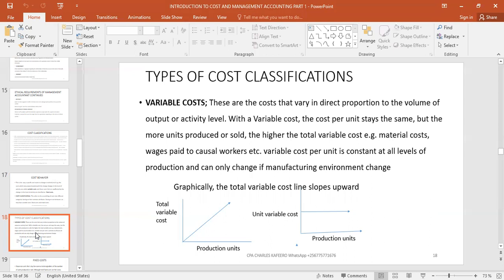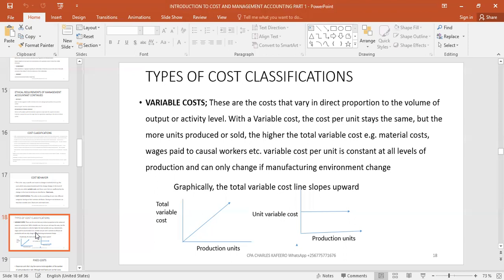Variable costs are costs that vary in direct proportion to the volume of output or activity level. So we said they vary in direct proportion. When the output increases, they increase in the same proportion. With a variable cost, the cost per unit stays the same, but the more units produced or sold, the higher the total variable cost.